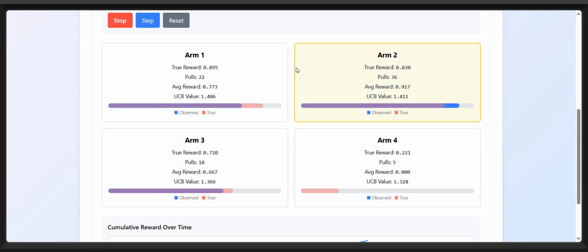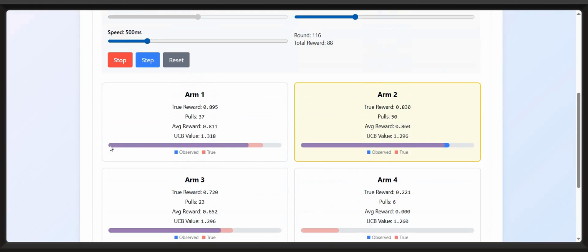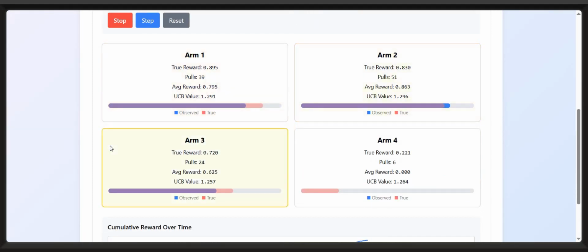You can see early on all of them might have the same observed average reward like 0, but the ones that have been tried less still have a high UCB value because of the uncertainty term. That's why you will see some arms showing infinity, when they have not been pulled at all.